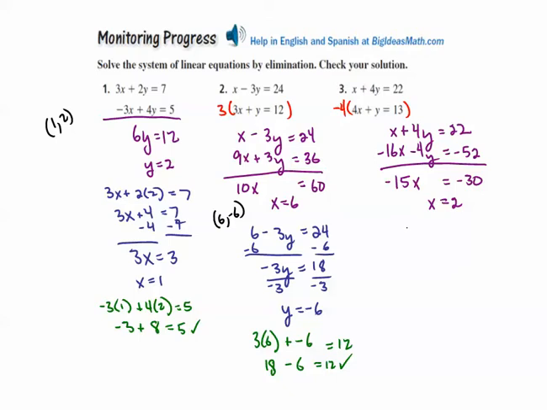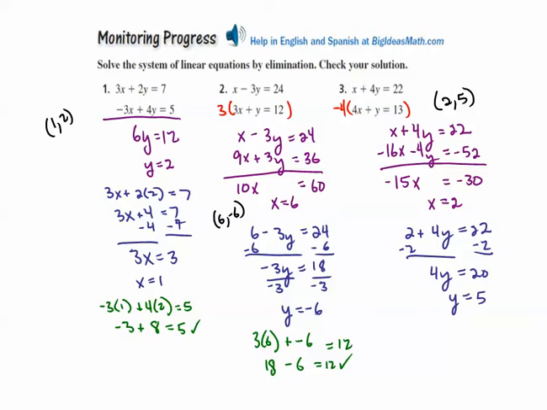Substituting that in the first equation, 2 plus 4y is equal to 22. Subtracting 2, I get 4y is equal to 20, so y is equal to 5, showing me that my solution is apparently x is 2, y is 5.